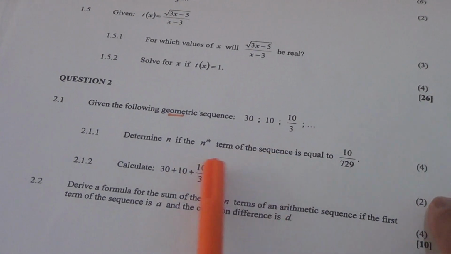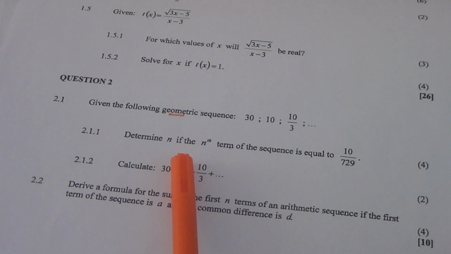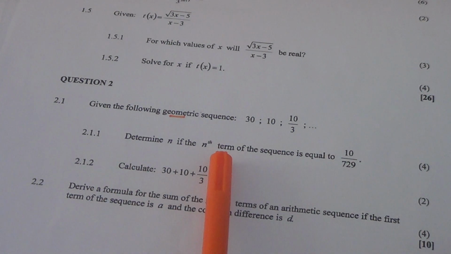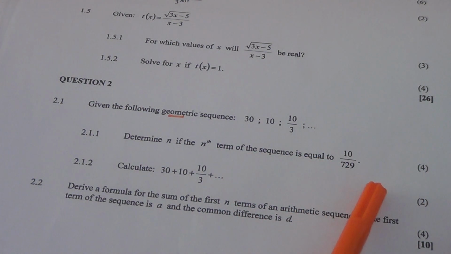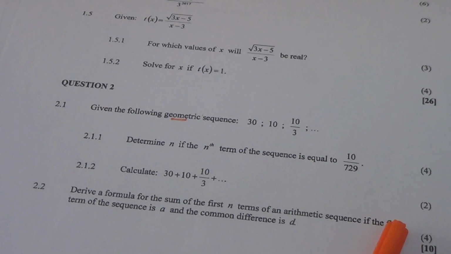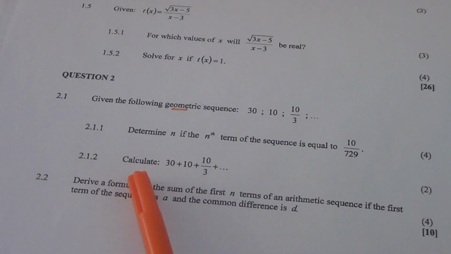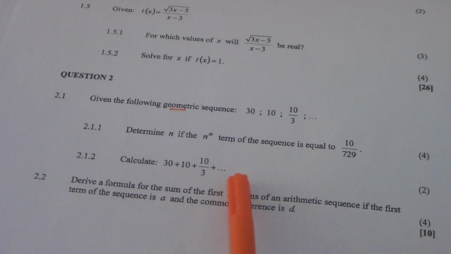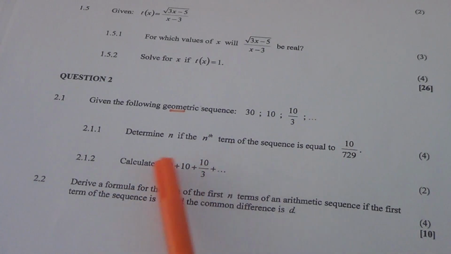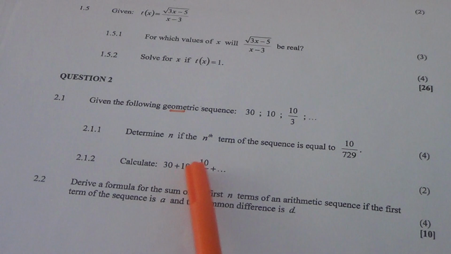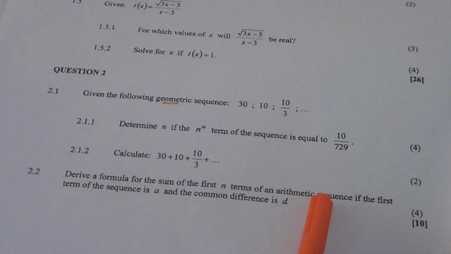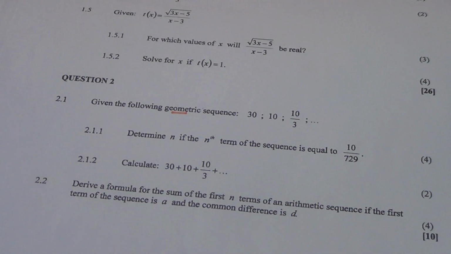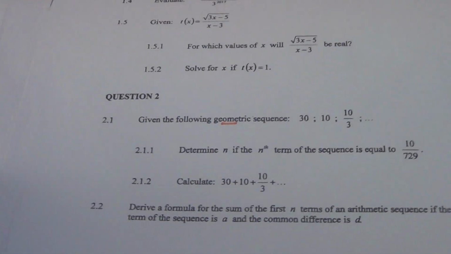Okay, so it says determine n if the nth term of the sequence equals 10 over 729. 4 marks. Okay, then the next question says calculate. So once that is like that, you can see that there's no limit to the number of terms here. So this is a sum to infinity. Okay, very easy. We have a nice formula for that. Alright, let's deal with this 2.1 quickly. Put it aside so that we can move on.